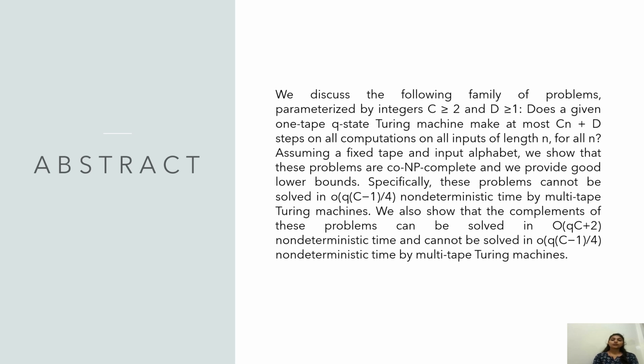Does a given one-tape Q-state Turing machine make at most Cn plus D steps on all computations on all inputs of length n, for all n? Assuming a fixed tape and input alphabet, we show that these problems are co-NP complete and we provide good lower bounds.